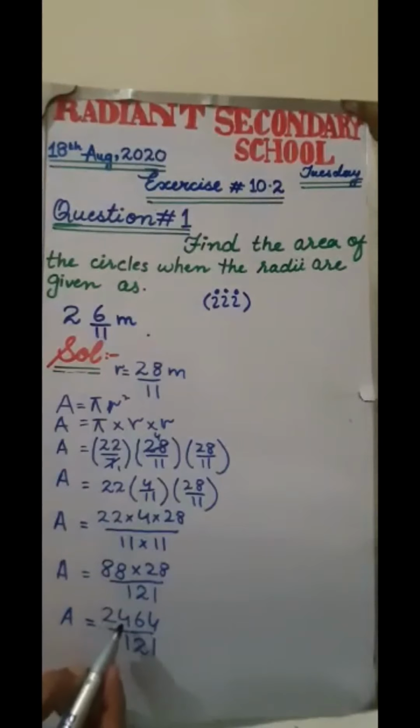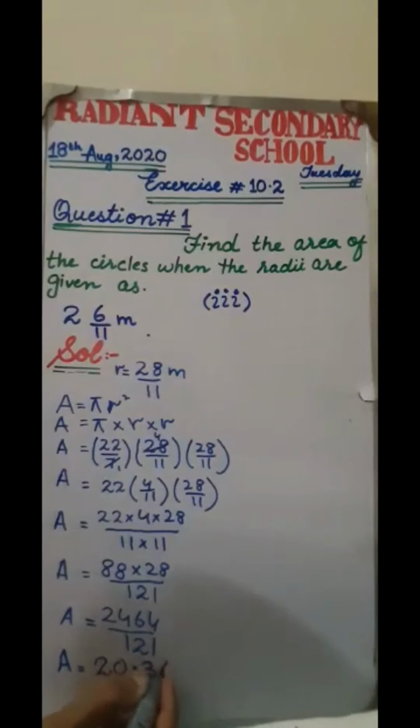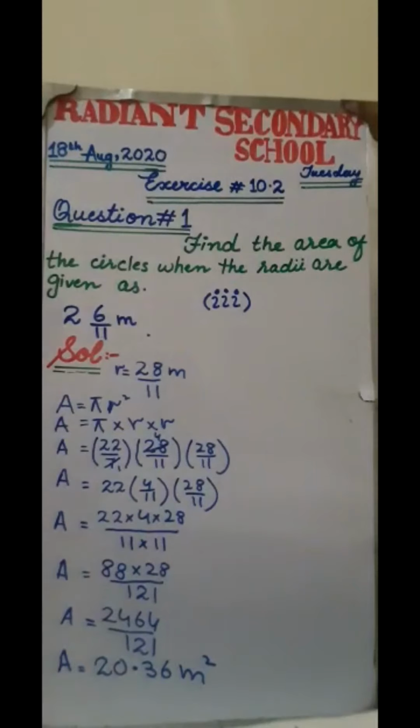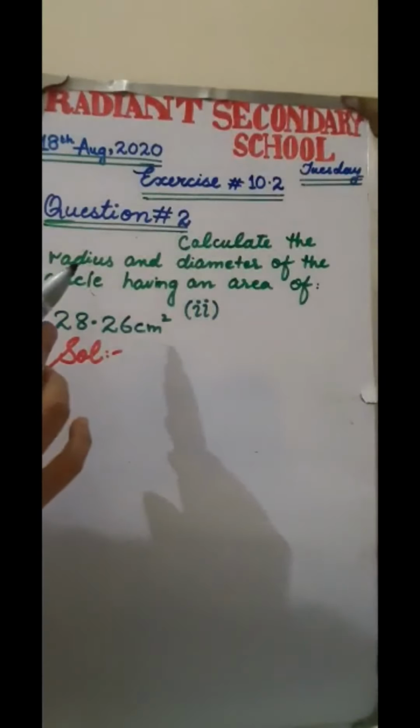When we divide 2464 by 121, the answer in decimal is 20.36. I have divided 2464 by 121, the answer is 20.36, and you have to write the unit of area, meter square. That is our required area. And part number 1 and part number 2 are so simple. You have to do them with the same method, and do those 2 parts by yourself.